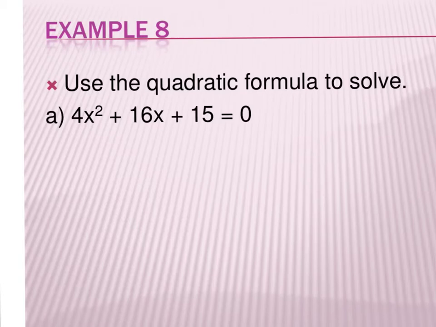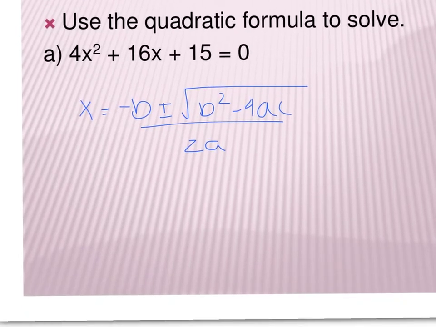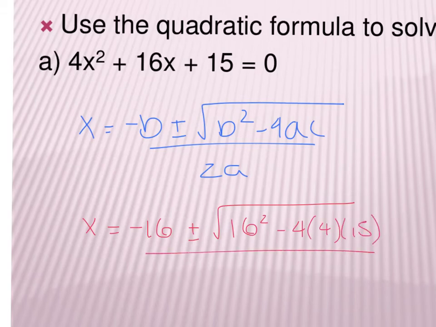Okay, example number 8 says use the quadratic formula to solve. Okay, and the quadratic formula, remember, is x equals negative b plus minus the square root of b squared. Good. Excellent. So I'm going to go ahead and substitute it. And after I substitute and simplify just a bit, I'm going to rearrange it so that it mirrors some of the homework problems you're going to see. So here we have x equals negative 16 plus minus the square root of 16 squared minus 4 times 15, all over 2 times 4. So let's start simplifying that.